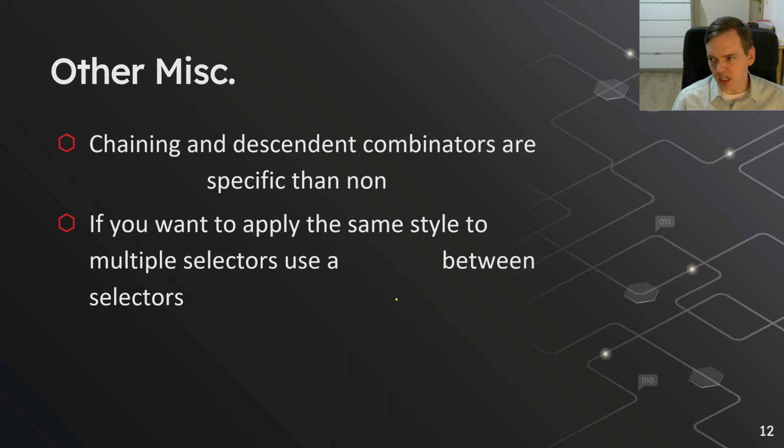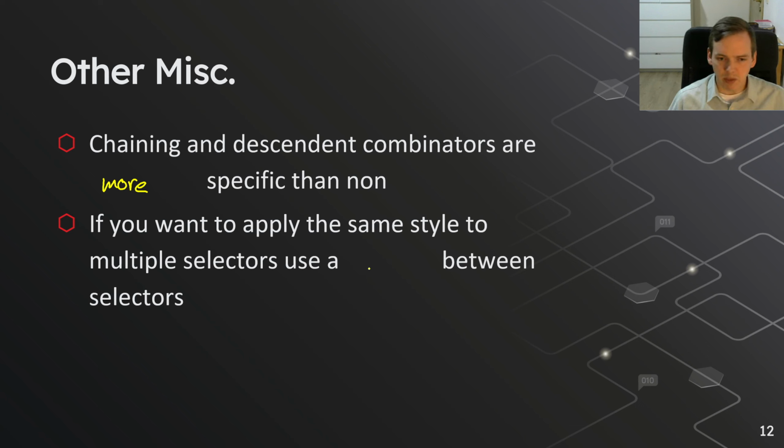And then lastly, just a couple other miscellaneous bits. If you have chaining and descendant combinators, those are more specific than their non-chained or non-descendant counterparts. So in that first example where we had p.news, that's going to be more specific than just p. So if there was a paragraph setting, the p.news would override any paragraph settings. And this should intuitively make sense, I think.